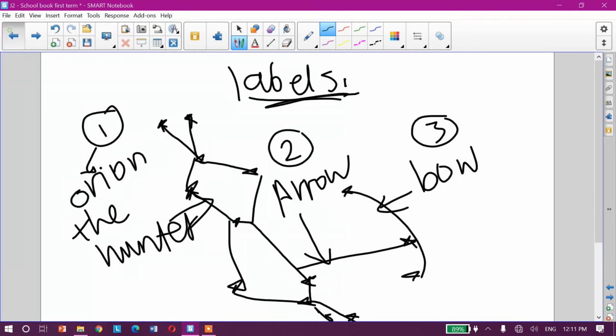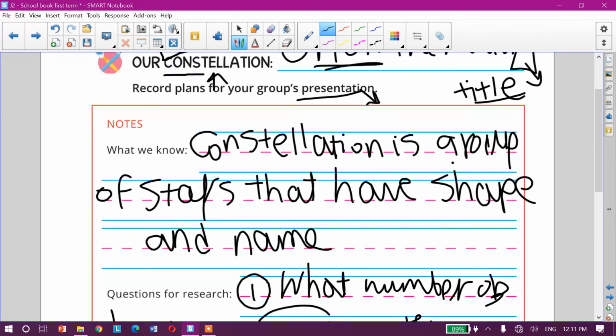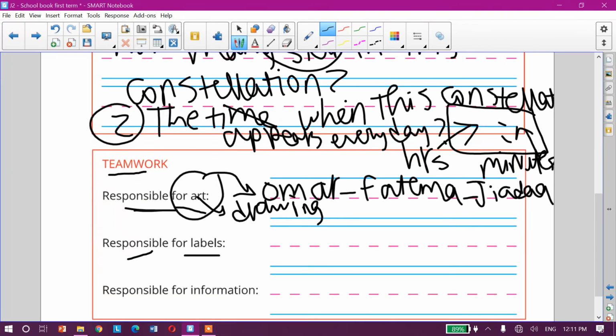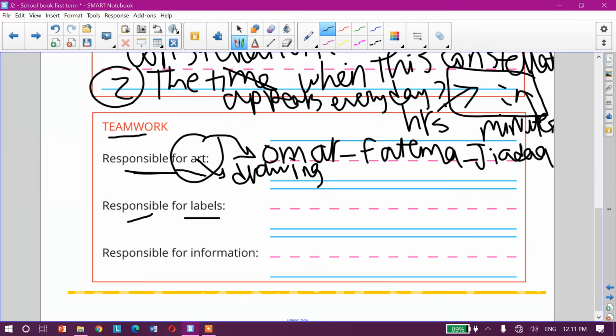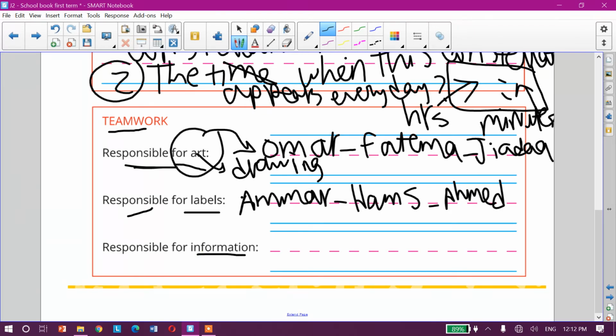All right, let's return to our school book and find responsible for labels. You will write the different names of someone who will write labels, like Ammar, like Hams, like Ahmed, like Iyad, and so on. Who will bring me information? So in your group, someone who will bring information.